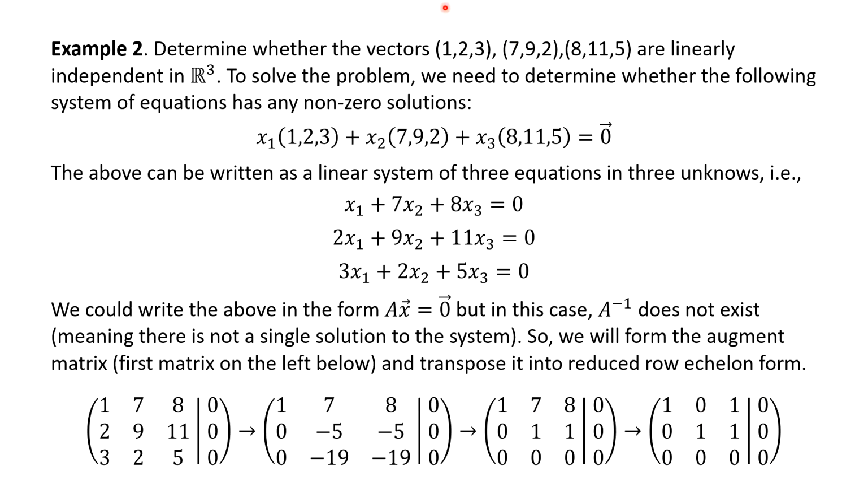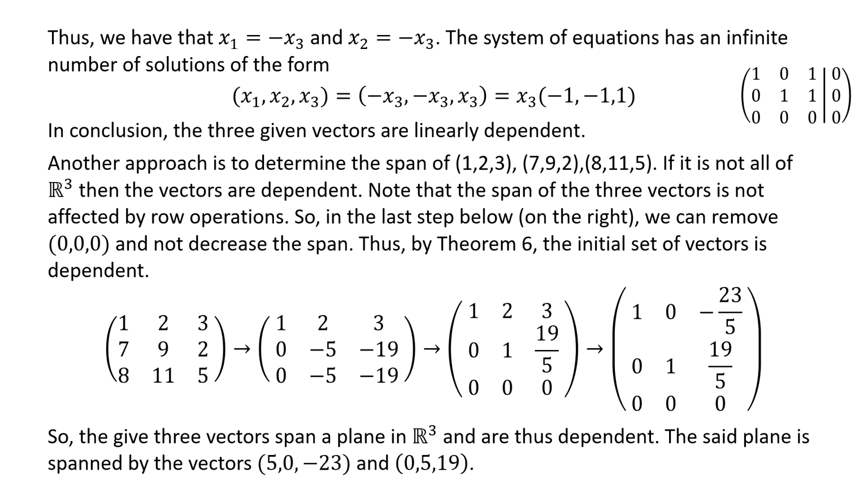Let's continue on the next slide. I copied the last matrix we had on the previous slide here for our reference, and this basically says that x sub 1 plus x sub 3 equals 0, which we can write as x sub 1 equals minus x sub 3, and then this one here says x sub 2 plus x sub 3 equals 0, which we can write as x sub 2 equals minus x sub 3.